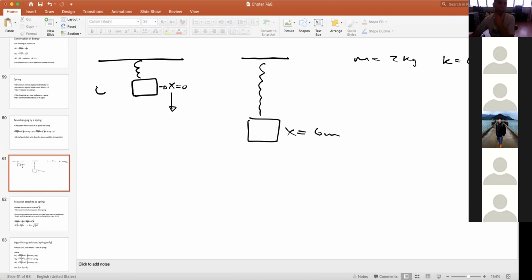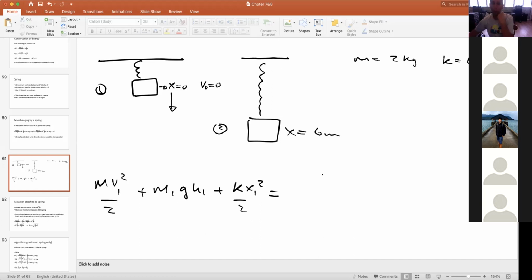So this is our 1 and this is our 2, and we're assuming that we started here from rest, so v here is 0. All we have to do here is write mv squared over 2 plus m1 gh1 plus k x1 squared over 2, and then rewrite them again for 2: mv2 squared over 2 plus m g h2 plus k x2 squared over 2.